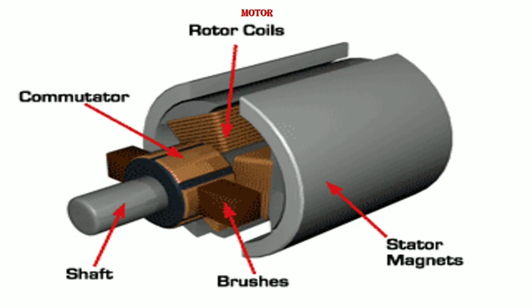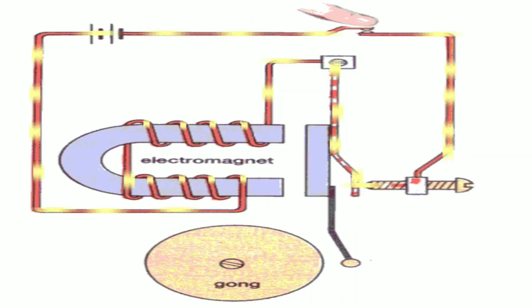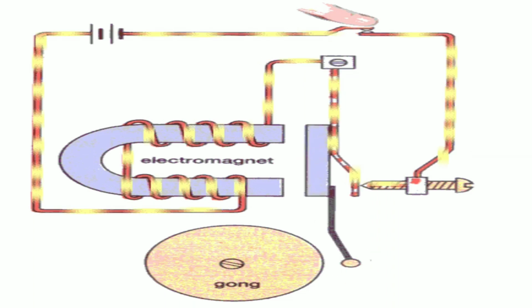Electromagnets are used in commercial motors, which make the coil rotate. They are also used in doorbells and electric bells. When electric current flows through the coil, the electromagnet creates a magnetic field and pulls the magnetized arm towards it to strike the gong and hence produce sound.